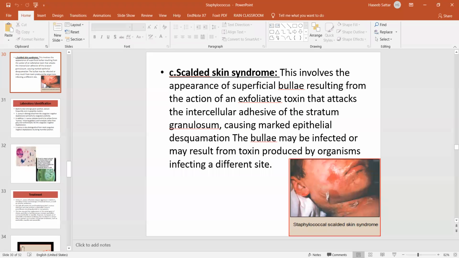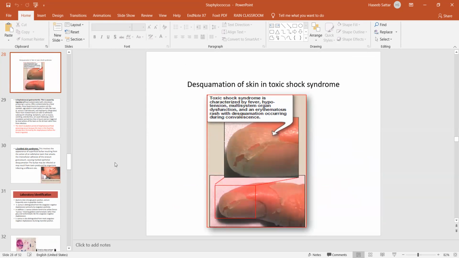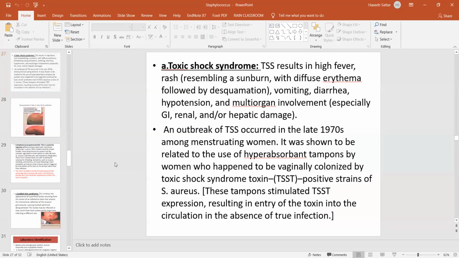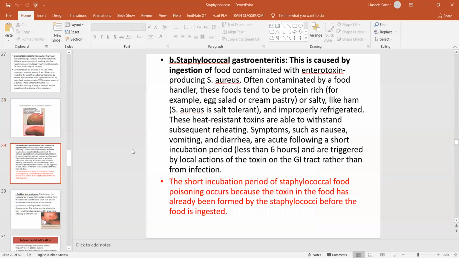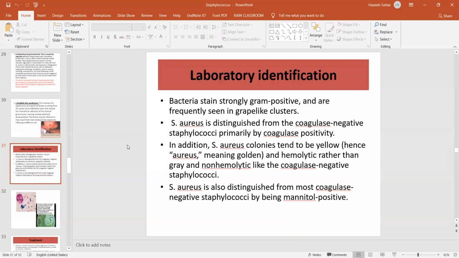We started the Staphylococcus, and we discussed the pathogenesis of this bacteria. We discussed the diseases caused by the bacteria itself, and we also discussed the diseases linked with the toxins, or toxinosis, of this bacteria. So we discussed toxic shock syndrome, gastroenteritis, and scalded skin syndrome. Today we'll start from the laboratory diagnosis, how we diagnose the bacteria in the laboratory.